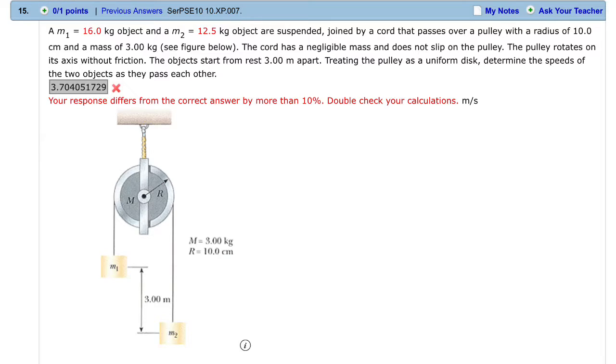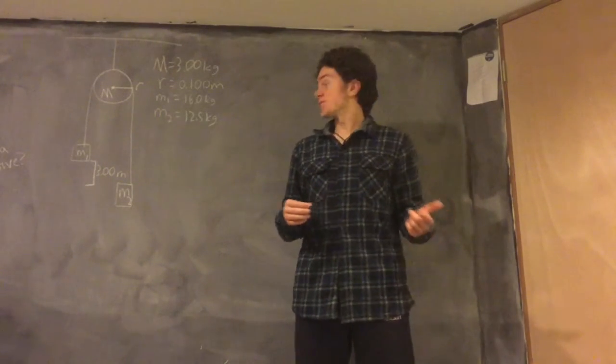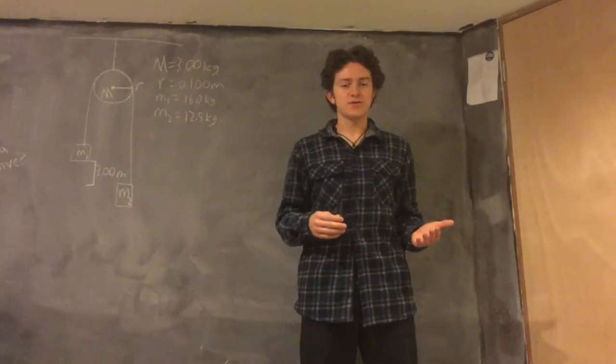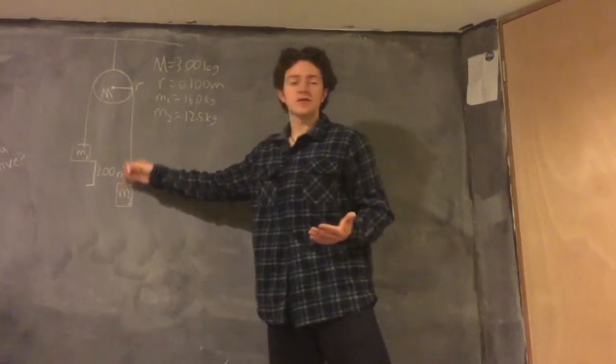The objects start from rest 3 meters apart. Treating the pulley as a uniform disk, determine the speeds of the two objects as they pass each other. To start off, we need to find the angular acceleration, which we can use to find the tangential acceleration, which we can use along with our kinematics to find the speed at the crossing of these masses.